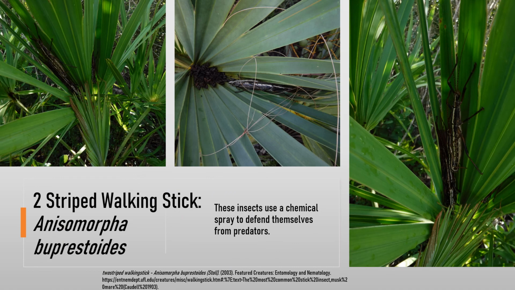My next animal species for this ecosystem is an insect, the two-striped walking stick or Anisomorpha bupestroides.